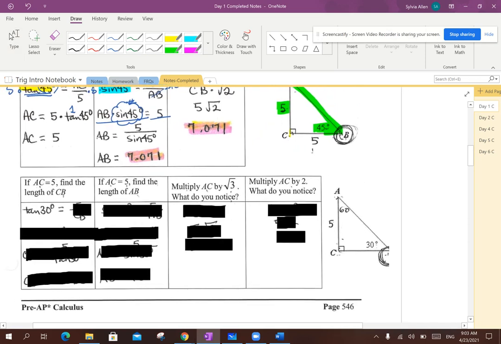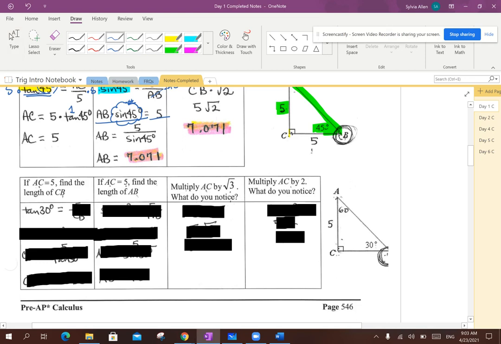We are given AC is 5, so that's marked up right here. Find the length of CB. So you are asked to find the length of CB. So again, this was given. We know that this would have to be 60 because the other two angles add up to 90. Always try to stick with the given information.